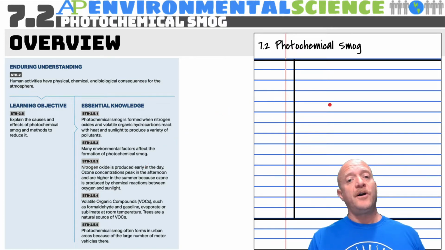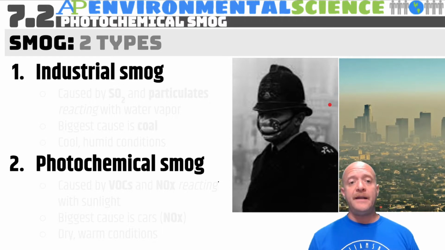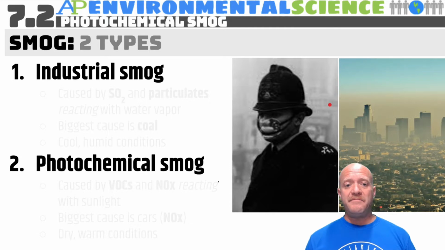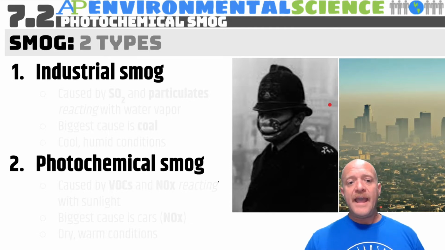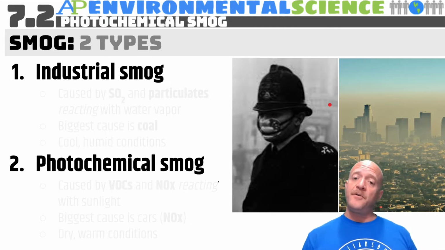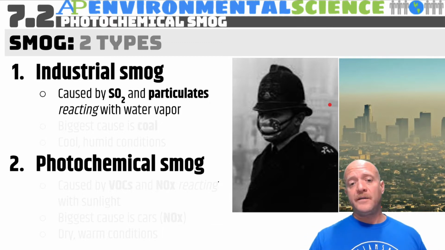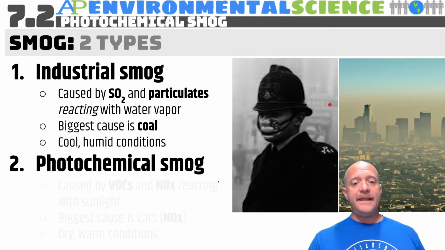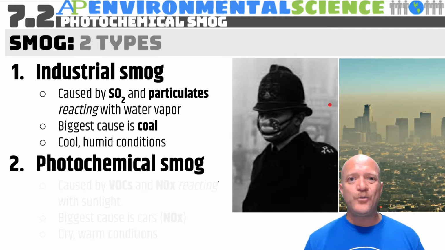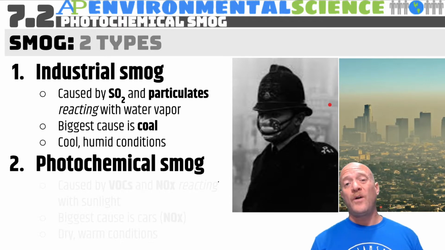So photochemical smog is a secondary pollutant, and it's a portmanteau, smoke and fog, and it was noticed in industrial London back in the late 1800s. Industrial smog is different than photochemical smog. Industrial smog was caused by sulfur dioxide, which is released from the combustion of coal, and also particulates that are reacting with the water vapor. And it is present in cool and humid conditions because you do need the water vapor.